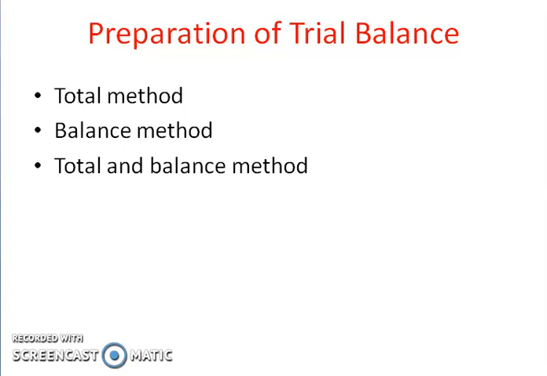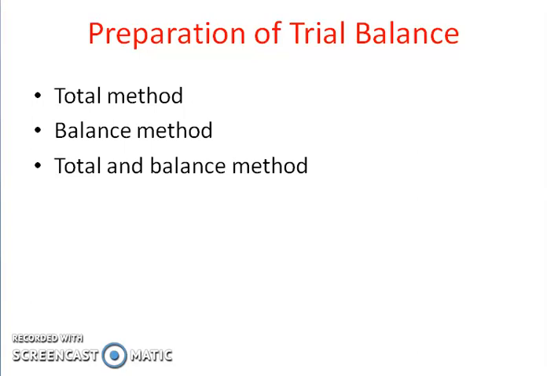Now let us discuss what is total method. Under the total method, the totals of both debit side and credit side of each account are written in the debit and credit amount columns respectively. Both the sides of the trial balance should be equal. If they are not equal, it shows that there are certain errors.